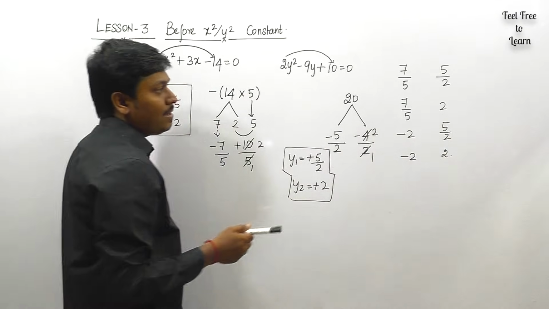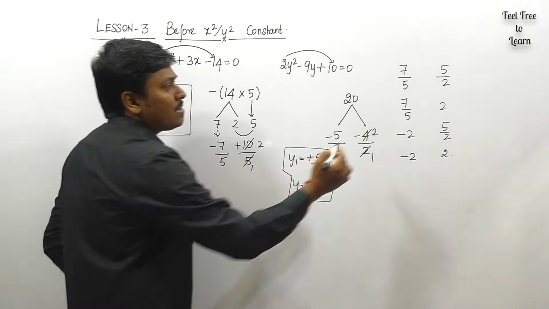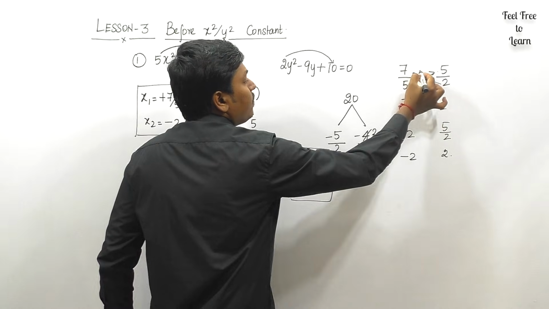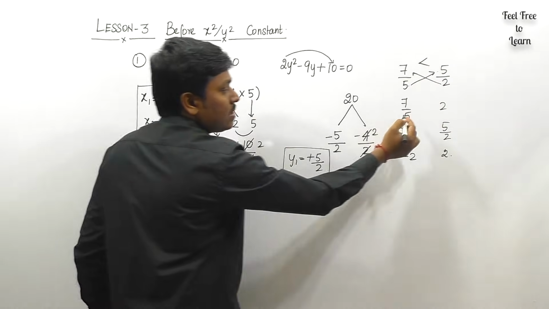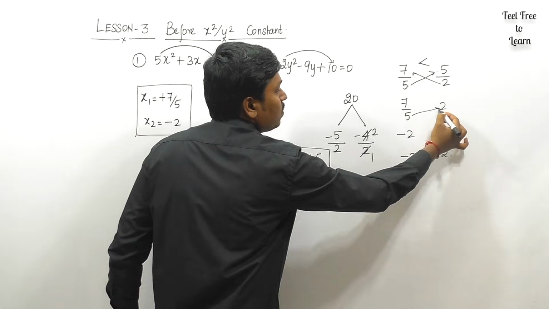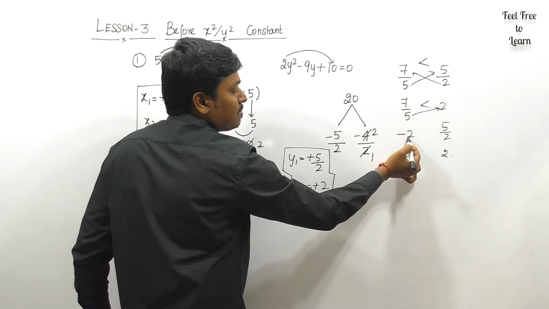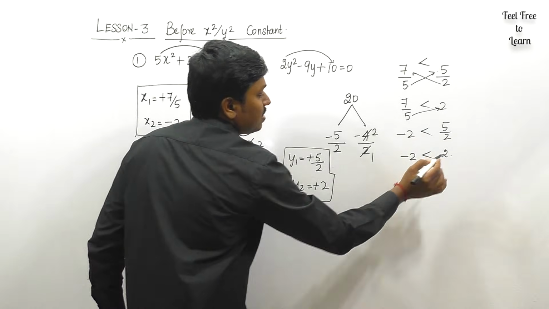So friends, finally I am comparing all the x values with the y values, right? We need to compare this, just cross multiply it. 5 into 5 will be 25, 7 into 2 will be 14. So we can say that y is greater, which we already saw in lesson number 1. Here, 5 into 2 will be 10, here it is 7, so 10 will be greater. Here it is minus 2, here it is positive, so positive will be greater. Again here positive will be greater.